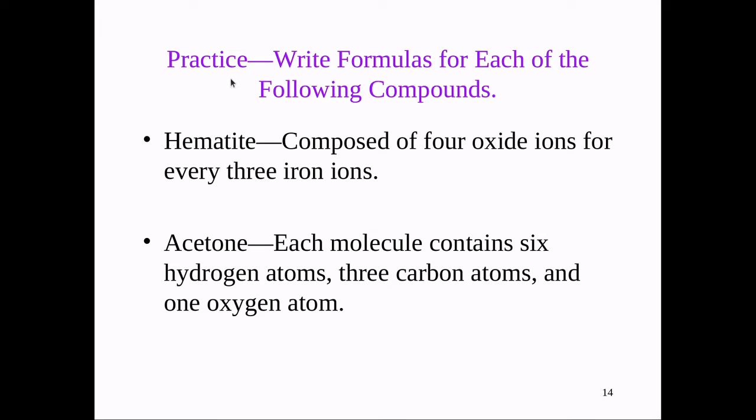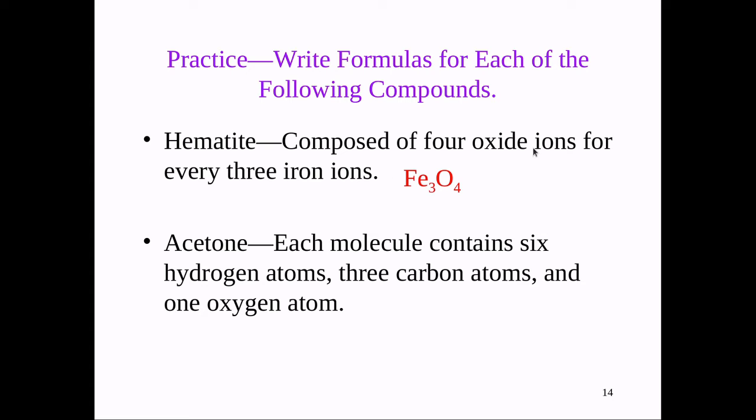Let's do a little bit of practice here. Let's see if we can write out a chemical formula for hematite, if I tell you that it's composed of 4 oxide ions for every 3 iron ions. And let's see if we can write out acetone, if I tell you that the molecule contains 6 hydrogen atoms, 3 carbon atoms, and 1 oxygen atom. I'll give you guys a moment.